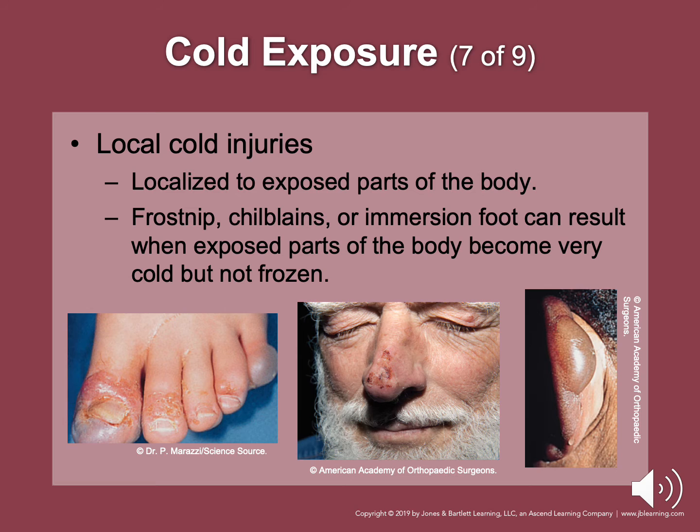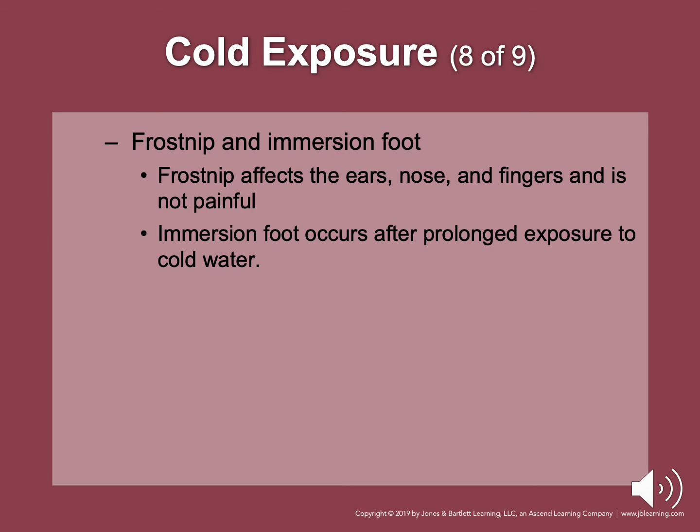Localized cold injuries occur to exposed body parts. Frostnip and chilblains, or immersion foot, can result when exposed parts of the body become very cold but not frozen. In systemic hypothermia, blood is shunted away from the extremities to maintain core temperature. Both local and systemic cold exposure injuries can occur in the same patient. Frostnip often affects the ears, nose, and fingers and is not painful. Immersion foot occurs after prolonged exposure to cold water. The skin is pale or blanched and cold to the touch.